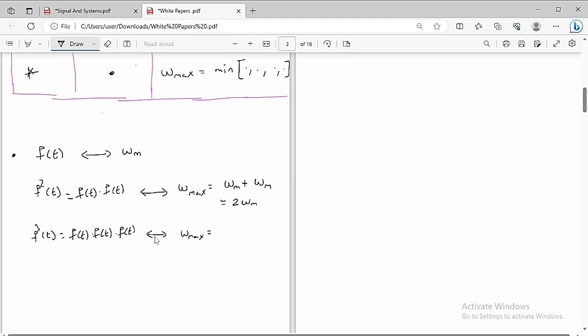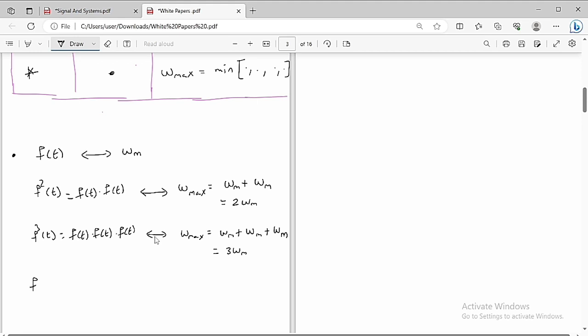The product in time will reach convolution in the frequency domain. So convolution means add all the frequencies. Here, in f of t, the frequency present is omega m. In another f of t, the frequency is again omega m. In another f of t, the frequency visible is omega m. So if you add all these, you are going to get 3 omega m.